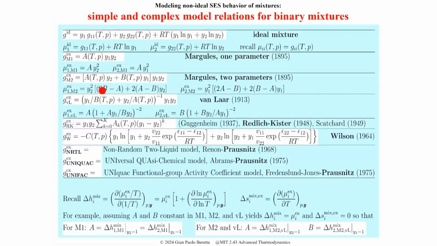Because you divide by T and take the derivative with respect to 1 over T, the derivative is simply 1. Okay, so it means that the enthalpy of mixing is A y2, so in the limit when y2 is equal to 1, the constant A represents the enthalpy of mixing.